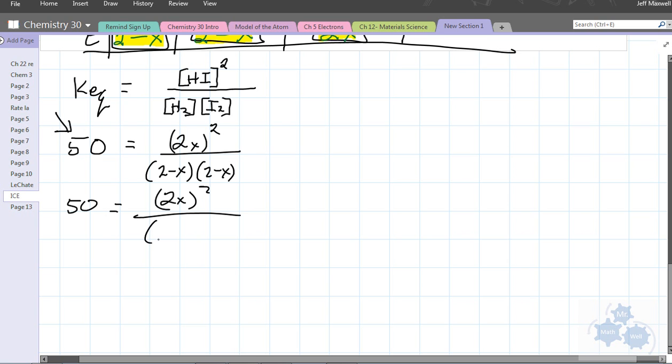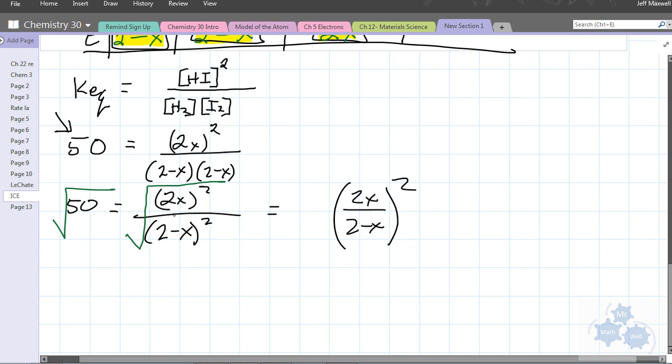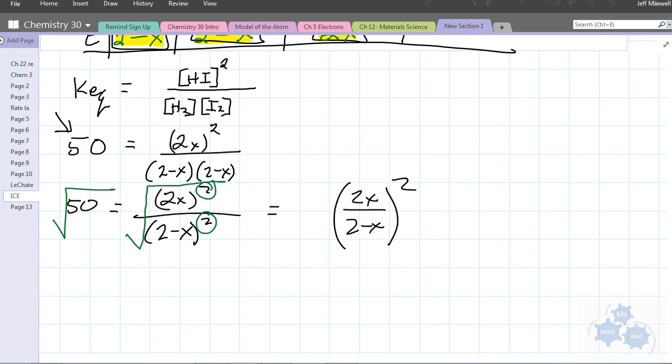But down the bottom here, we really have 2 minus x squared, just like we have 2x squared up top. So another way you could write this is all of this, 2x over 2 minus x, squared. Right? So how do I get rid of the squared? I take the square root. So we're going to take the square root of both sides. And why do we want to do that? Because we want to try and get x all by itself. So we've got to peel away the layers. And here, both the top and the bottom are all squared, so let's do that first.